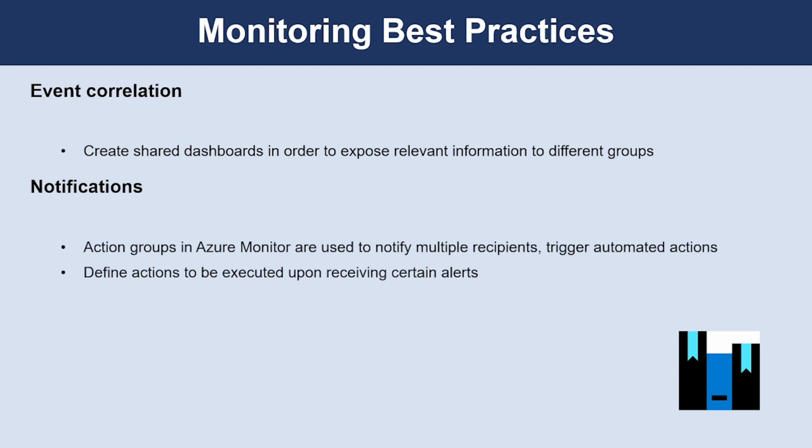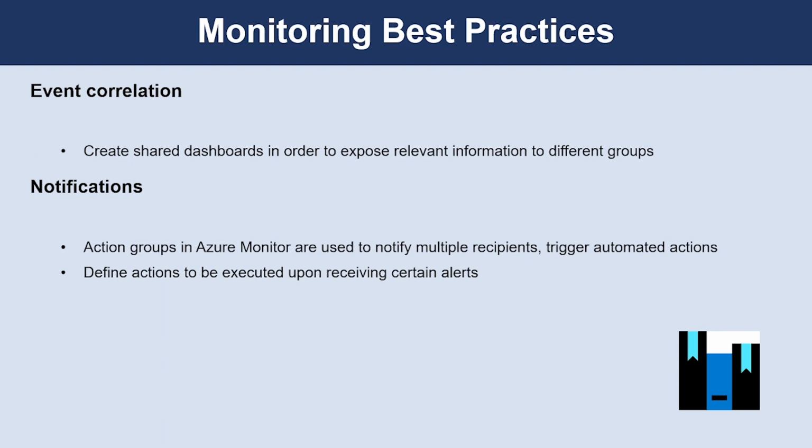Next best practice is notifications. Alerts should be used to send proactive notifications to the relevant individuals. Action groups in Azure Monitor can be used to notify multiple recipients, to trigger automated actions, or to automatically open tickets in IT service management tools such as ServiceNow. Email shouldn't be the single notification method for critical issues. Instead, define actions to be executed upon receiving certain alerts, such as scaling up or down, for the system to be self-healing.